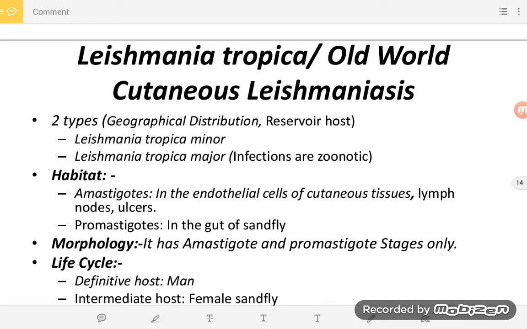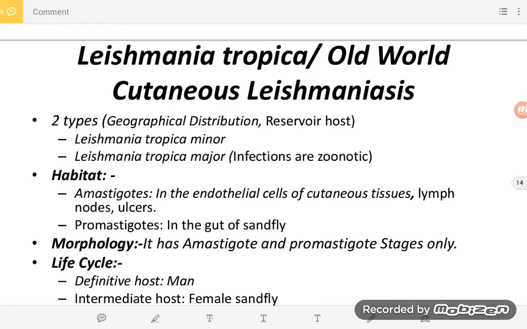So Leishmania tropica we can call Old World Leishmania. Again, according to the disease condition, we can call it cutaneous leishmaniasis. There are two types according to the geographical distribution and the reservoir host. One is Leishmania tropica minor, the other Leishmania tropica major. So Leishmania tropica major is a zoonotic disease. That means this is transmitted from animals.